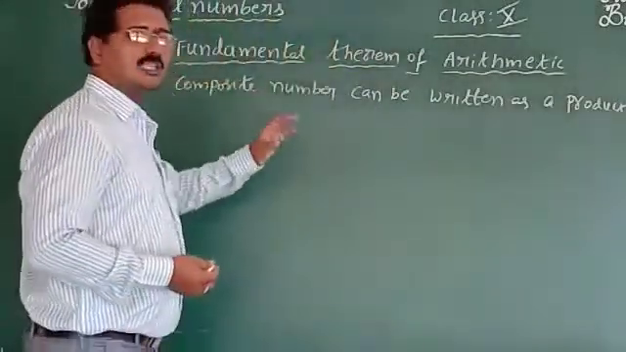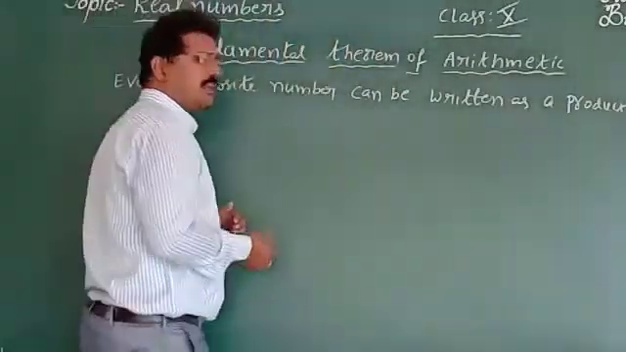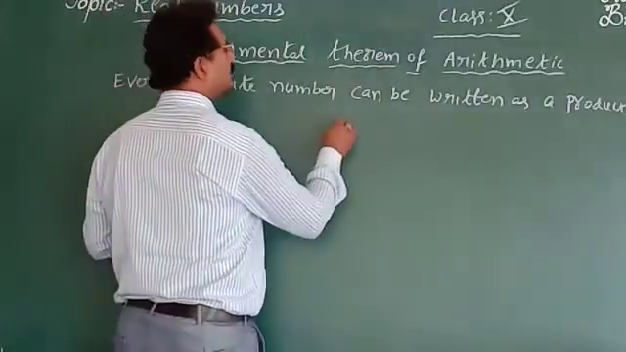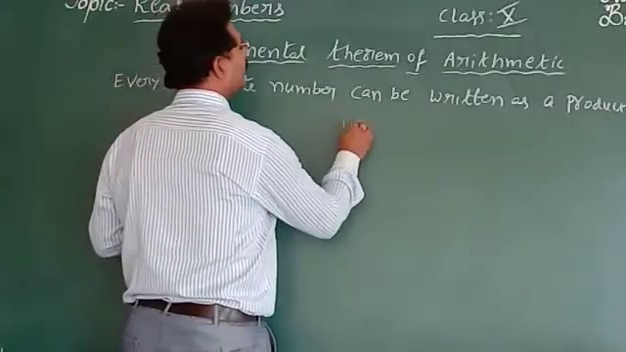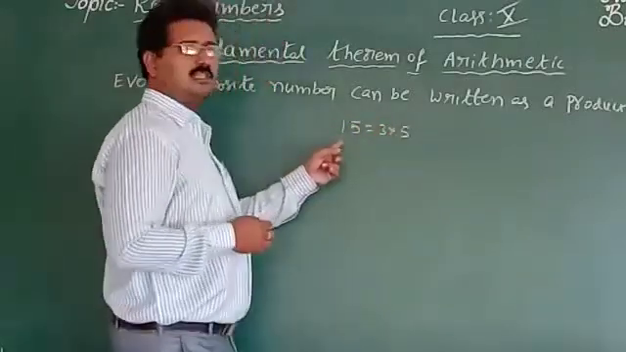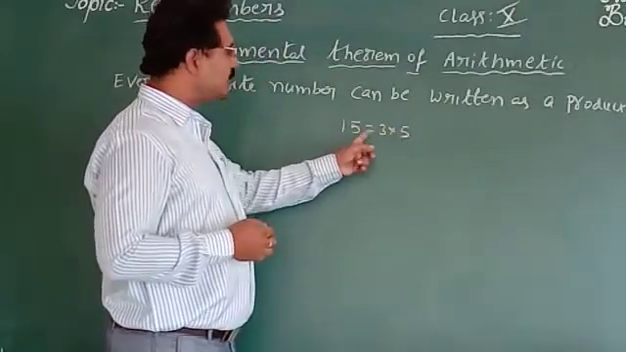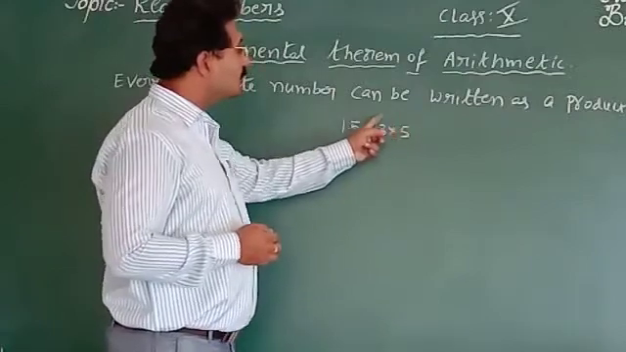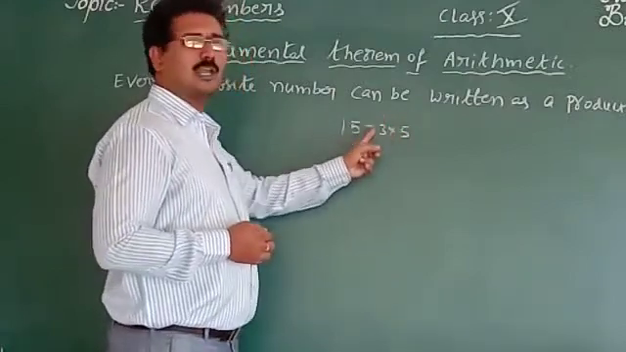For example, consider a composite number. What is meant by a composite number? It has at least two factors. Suppose you take 15. 15 can be written as 3 into 5. So that means 15 is a composite number, because it has factors 3 and 5, and both of these are primes. So that's why it is a product of primes.